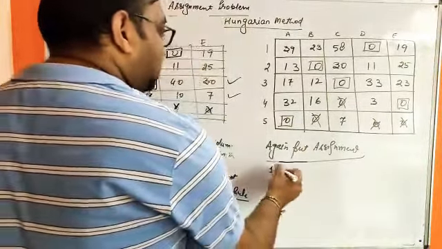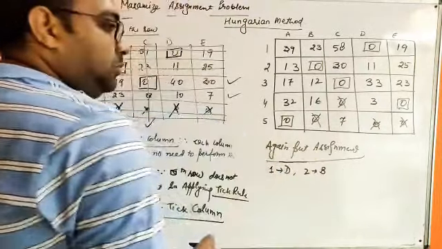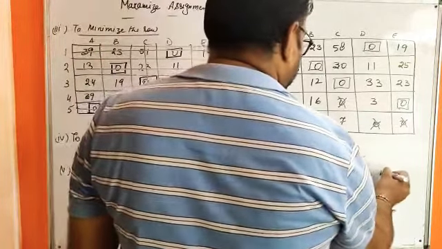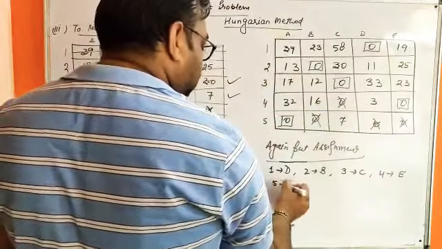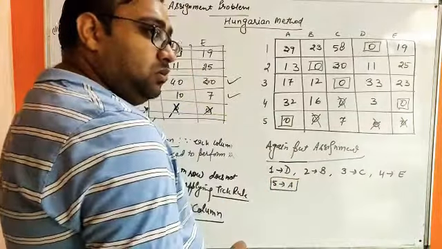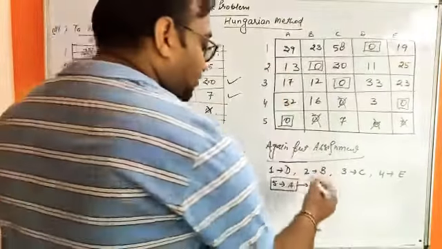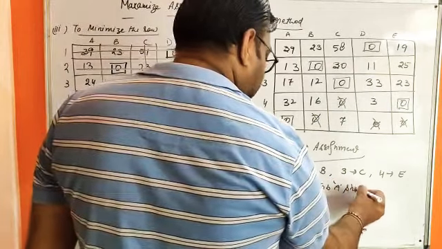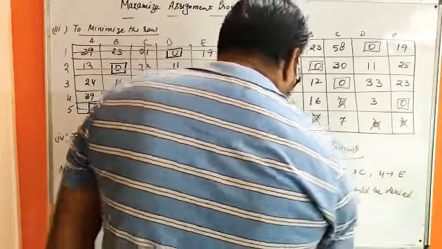So the first person should be assigned to D job, the second person should be assigned to the B job, the third person should be assigned to C job, the fourth person should be assigned to E job, and the fifth person should be assigned to A job. But the fifth is a dummy row. So the answer of my second question is job A should be denied.